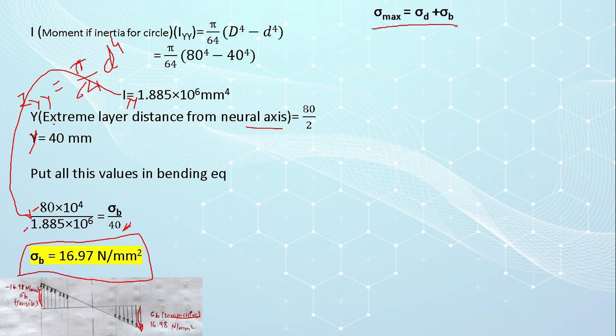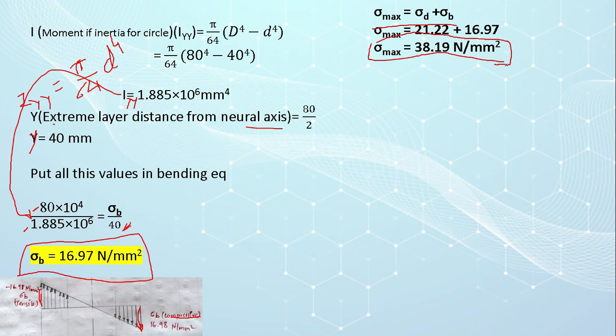So maximum stress can be calculated as sigma d plus sigma b, 21.22 plus 16.97, it gives 38.19 Newton per mm square. This is the maximum stress produced in the hollow pipe, and sigma minimum can be calculated as sigma d minus sigma b, which is equal to 21.22 minus 16.97. It gives sigma minimum equal to 4.25 Newton per mm square. This is positive, this is also positive.